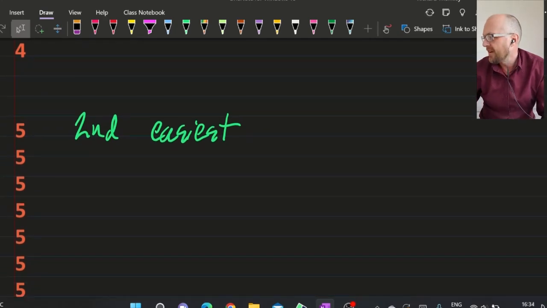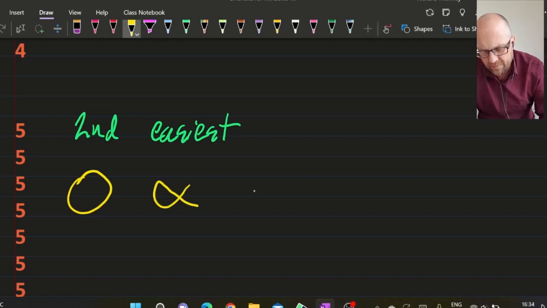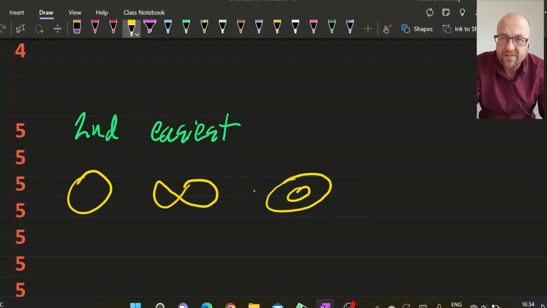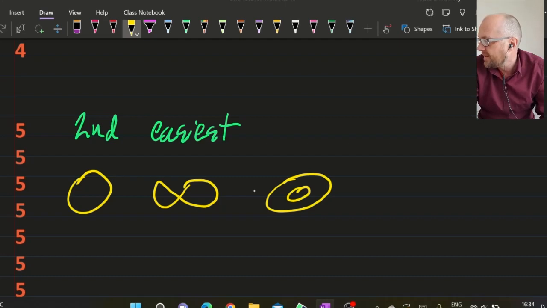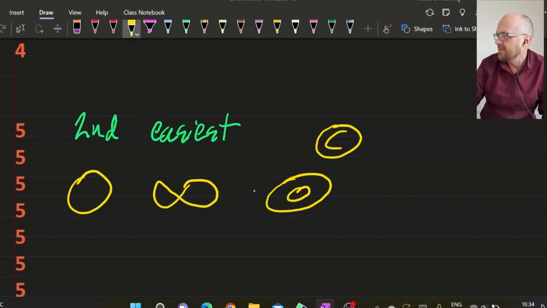Question 5 is the second easiest, which represents a p orbital. So S is a sphere, P is a propeller, D, some of them look like donuts, and F, no one knows what they look like. Anyway, so it's going to be C, isn't it? C, so the answer is C. A is actually a hybrid orbital, and D, I'm not even sure what that is.